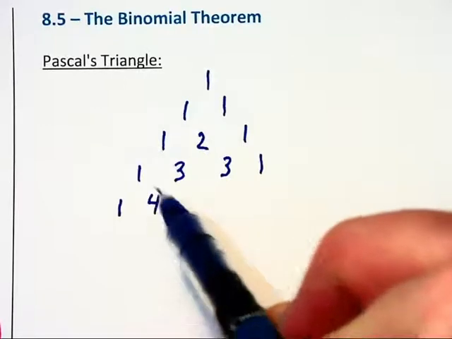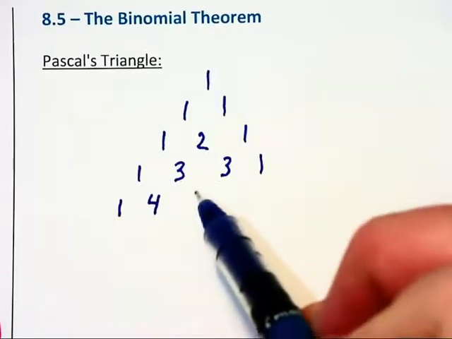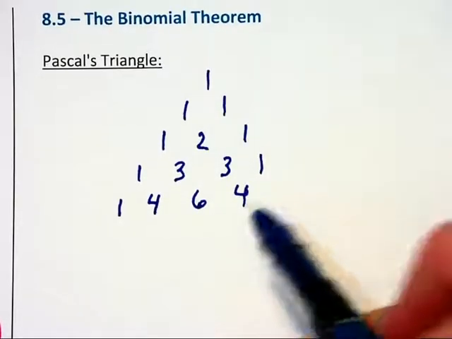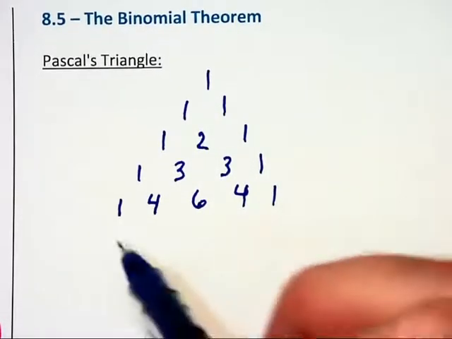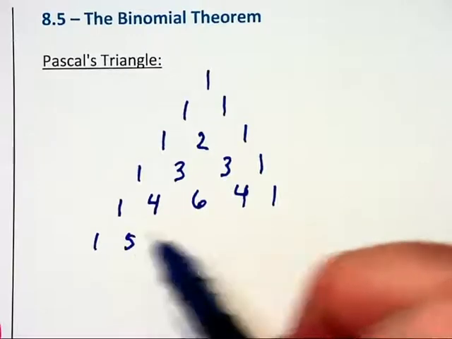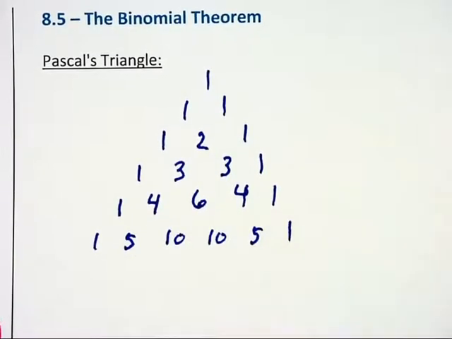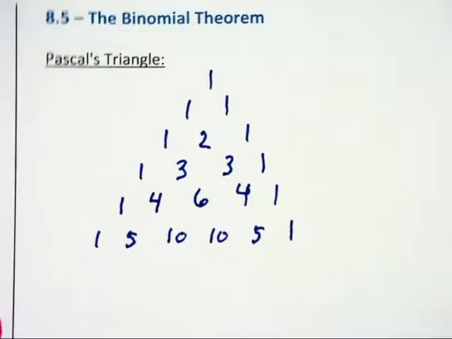For example, on the next row, we will begin with a 1 and then follow that by 4, which is the sum of 1 and 3, 6, which is the sum of the two 3's in the middle, 4, and then 1. And the next row would be 1, 5, 10, 10, 5, 1. There are all sorts of patterns inside of Pascal's triangle, and the first thing you'll notice is that each row is symmetric. It reads the same forward and backwards.